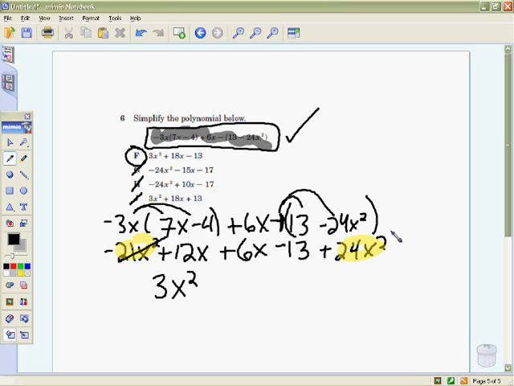Done with my x squared, so I can cancel those out. Now I have a 12x and a plus 6x, which is a plus 18x. Done with my x's, so I can cancel those out. And then I have a minus 13, which shows my correct answer, F. So there's a calculator trick, or you can just go back to distributing and combining like terms. Which one is easier for you?